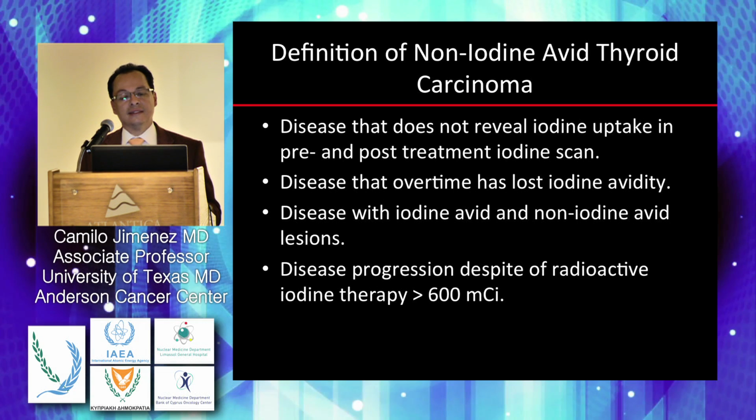Number 3, disease with iodine avid and non-iodine avid lesions, in which the non-iodine avid lesions have the possibility to be progressive and destructive. Number 4, disease progression despite the use of a high dose of radioactive iodine therapy that, according to guidelines, has been described by many as perhaps a dose higher than 600 millicuries of radioactive iodine therapy. Why is this kind of disease important?